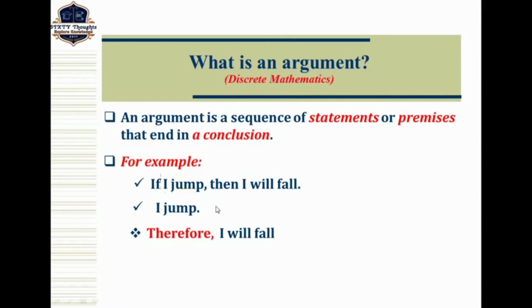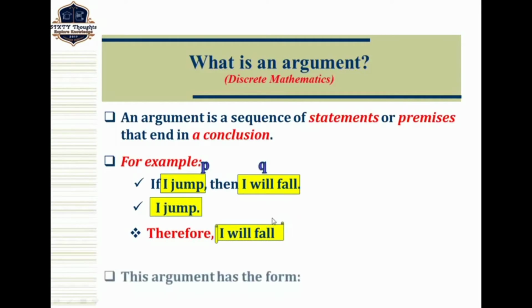In premise 1, we have two different statements. One is I jump. So we consider P is I jump. And Q is I will fall. In the second premise, we have only the P statement, that is I jump. So using these two premises, we can write the conclusion. Right. How to write the conclusion? From these two premises the conclusion follows: I will fall. Okay, this is nothing but Q.